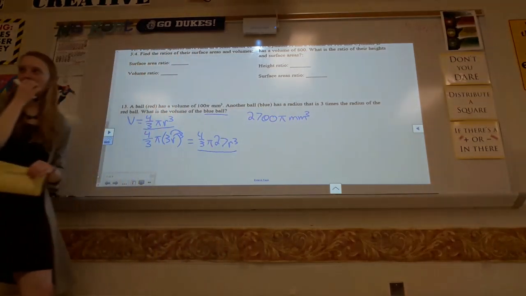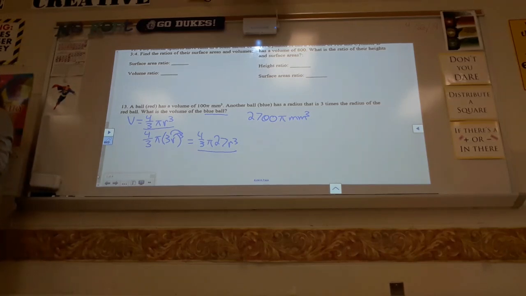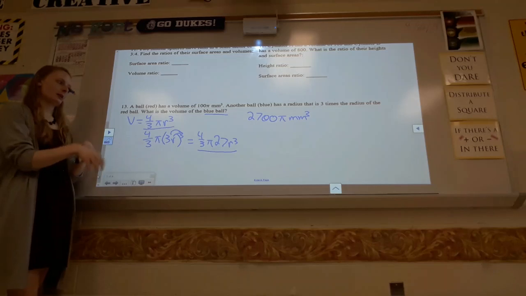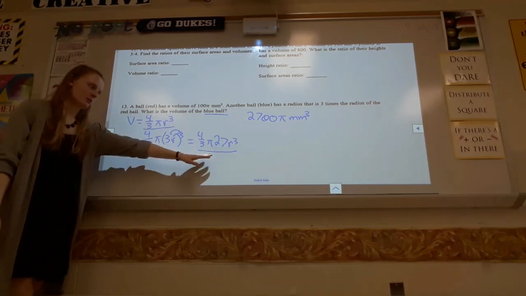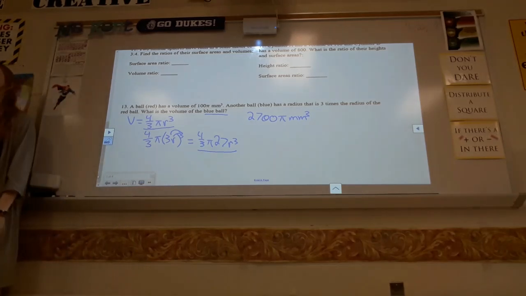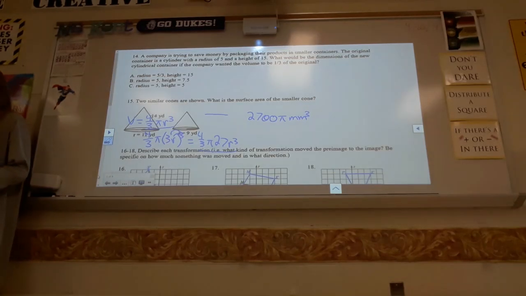There you go. Okay, you don't need to know what the radius is exactly. You just need to know what the relationship is, what's changing, and you adjust the formula, and then you see how much bigger or smaller it is, and you multiply that times the original volume. Okay? So I'm manipulating the formula. Alright, last page.